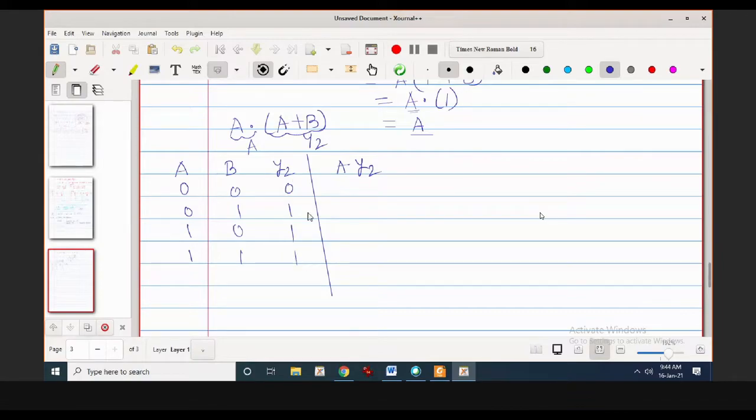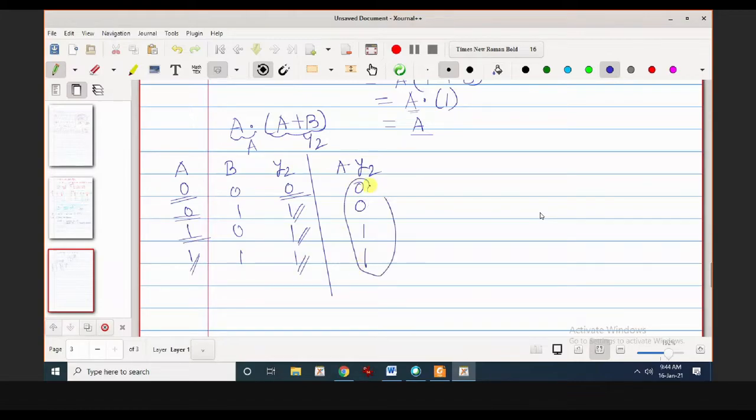And now this output Y2 I need to multiply with my input A. So 0 into 0, 0 means this 0 multiply by this 0, right? Is 0. Now this 0 multiply by this 1. So it will be 0. This 1 multiply with this 1. So it will be 1. This 1 multiplied with this 1, it will be 1.